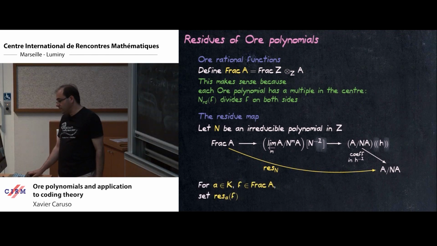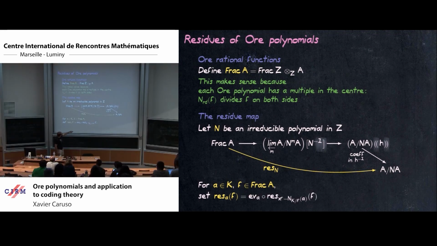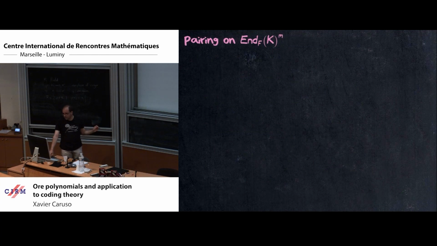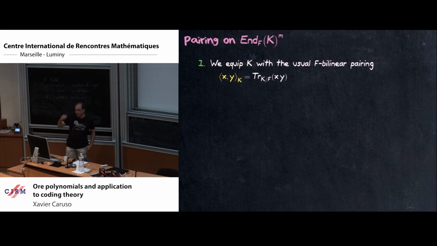And I can define the residue at a as the residue at this polynomial, which is the point z over which A is defined, and I evaluate at a. This way I get an endomorphism of K. Okay. Just one slide. And now I can define a pairing on the endomorphisms of K.